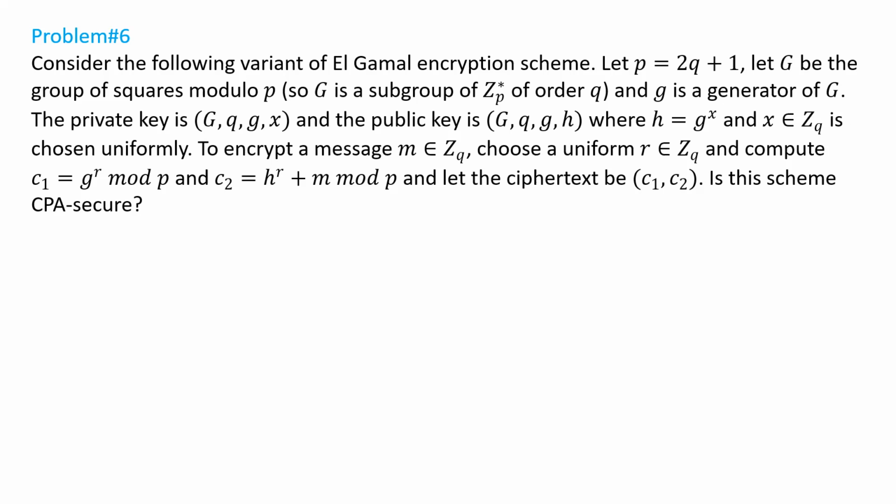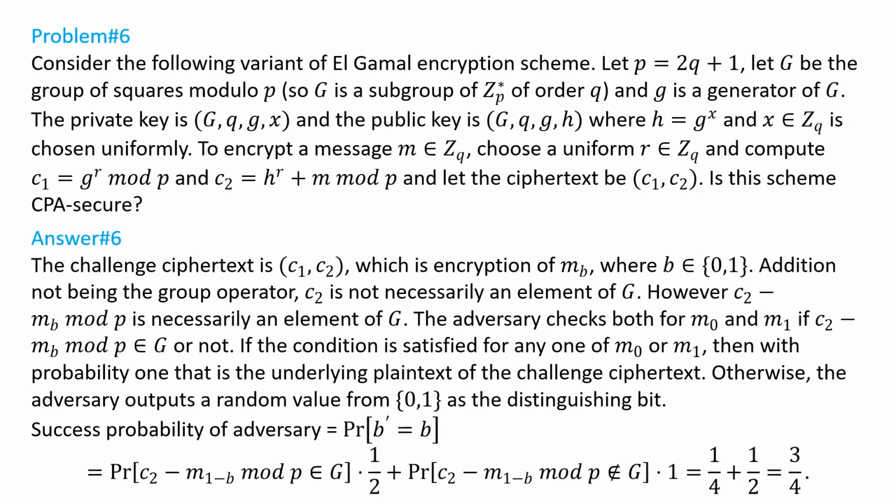the value C2 minus MB mod P lies in group G or not by checking for both B equal to 0 and B equal to 1. Then we are trying to distinguish between the encryption of M0 from the encryption of M1. Okay. Now, let's see the detailed explanation. So, let's see the challenge ciphertext is C1, C2, which is an encryption of MB, where B can be either 0 or 1.